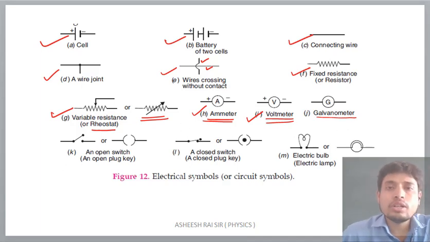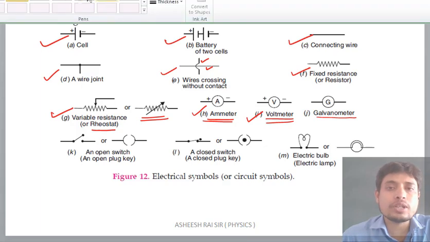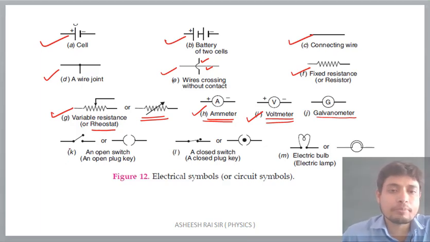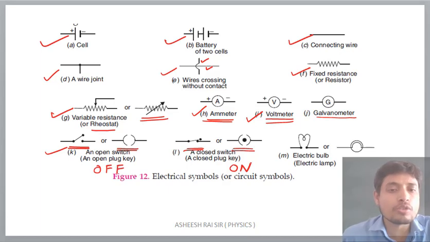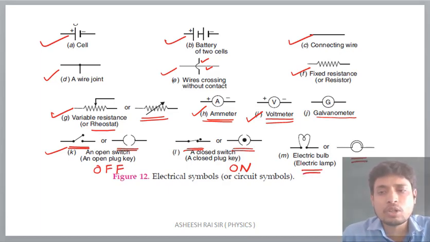Now there is an open switch or open key. Two symbols are used. One is this symbol and the second is this symbol. This is a closed switch and this is a closed switch. Closed switch means on, current will flow. Open switch means off, current will not flow. This is the symbol of the electric bulb, or this symbol can also be used.